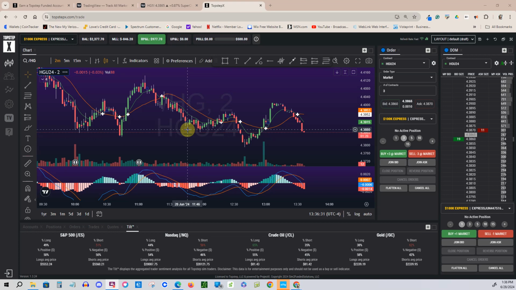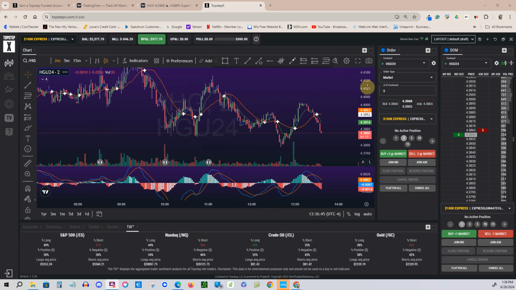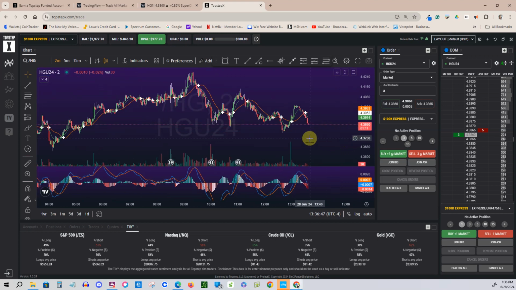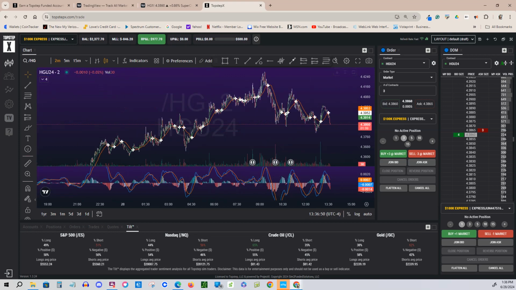Maintaining your composure, controlling your impulses, and controlling your frustration and anger when things don't go your way, that is the most difficult part about trading. So that's a psychological part of trading that we'll get into later. For now, that's it. That's all the stuff that you're going to need to start trading.